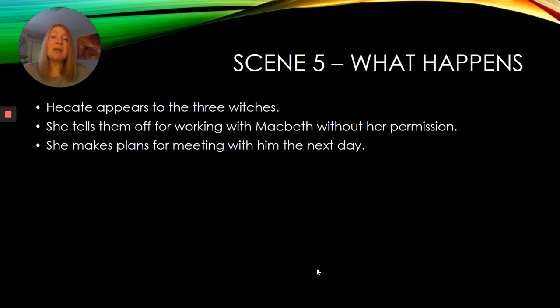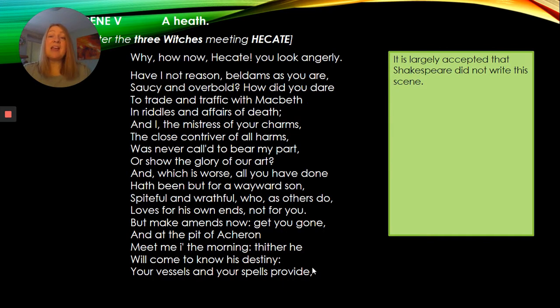If you remember in the previous scene, Macbeth finishes off by deciding he's going to go and visit the witches to find out how the story is going to end. And so the witches seem to know that he's on his way, and they make plans for that meeting. And that's all there is to it.